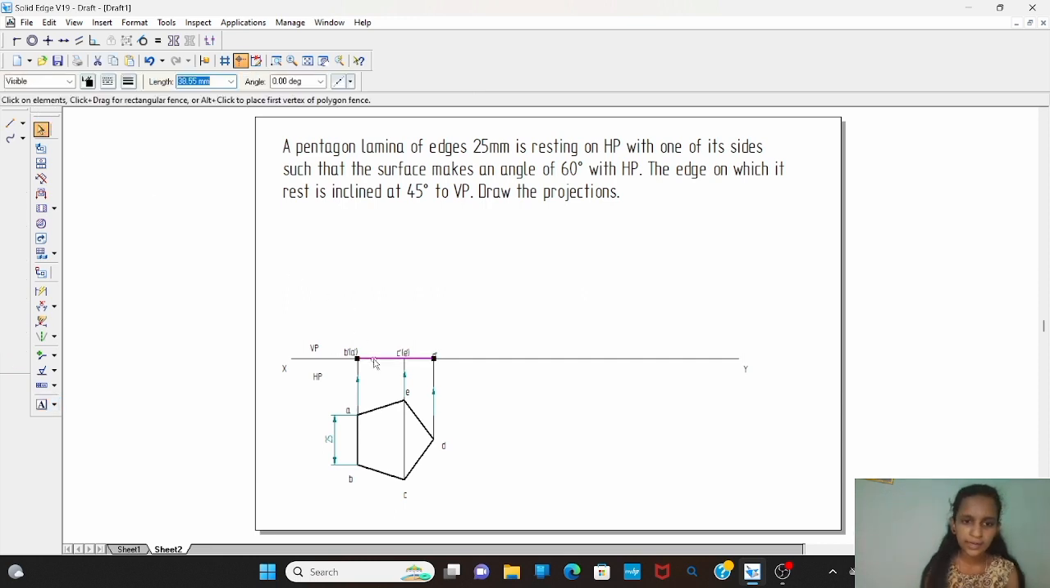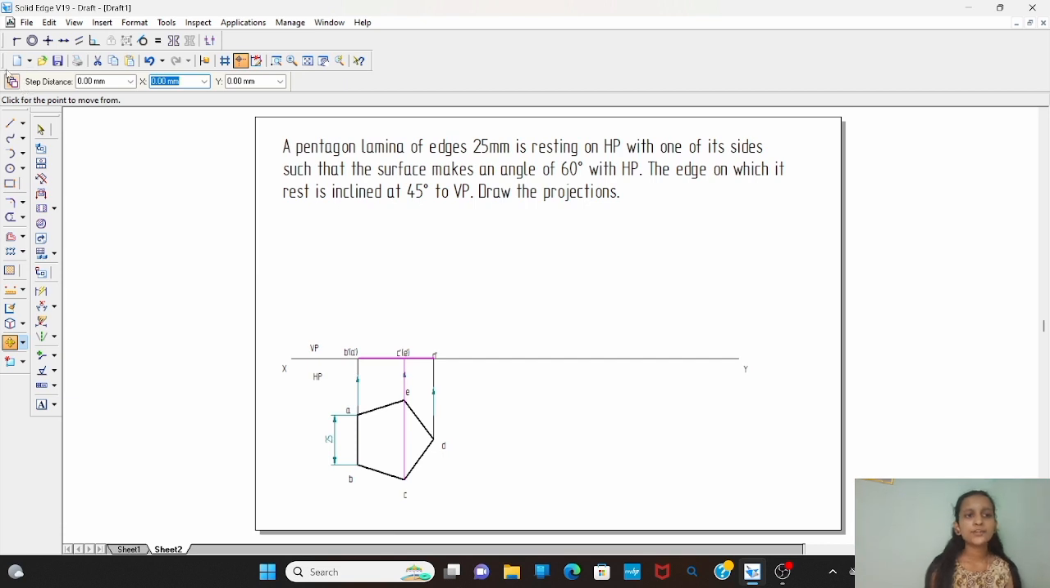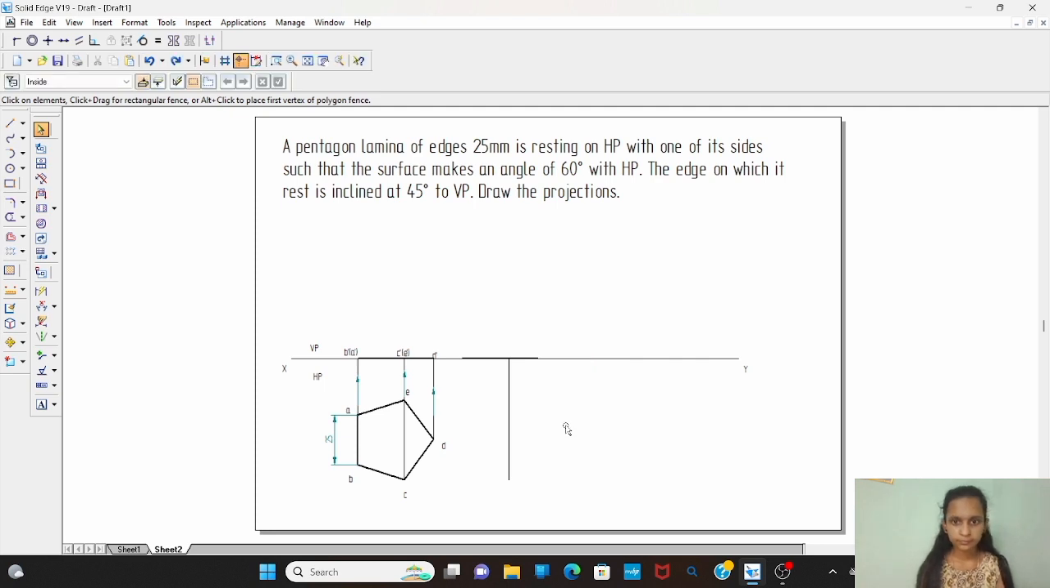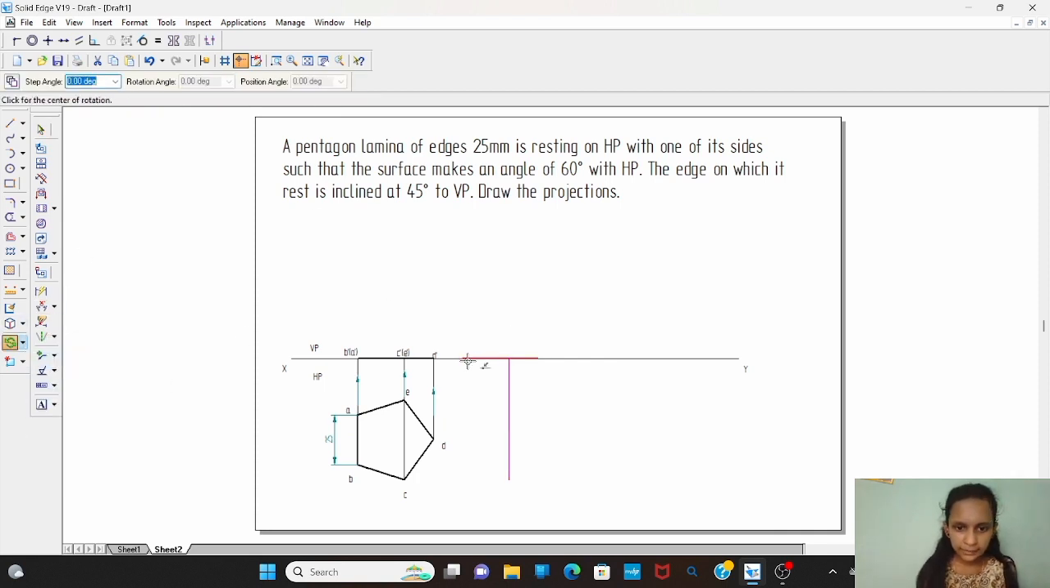Move to select option and select this front view as well as the line. Move to move option. Make sure that the copy option is turned on. Select any one of its corner and move and place it on XY line. Again select both the lines. Move to rotate option. Select both the corners.